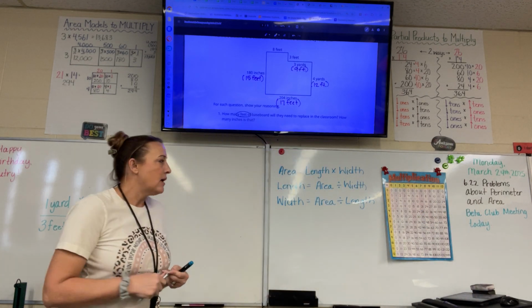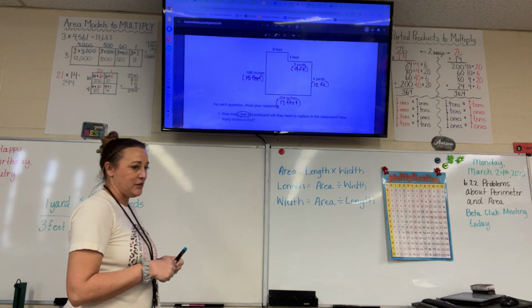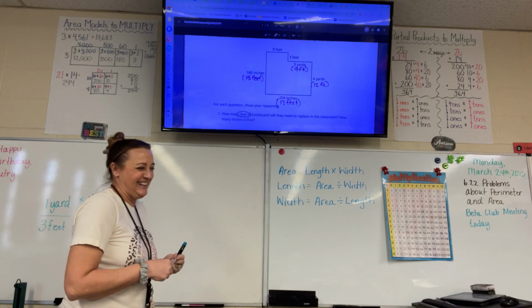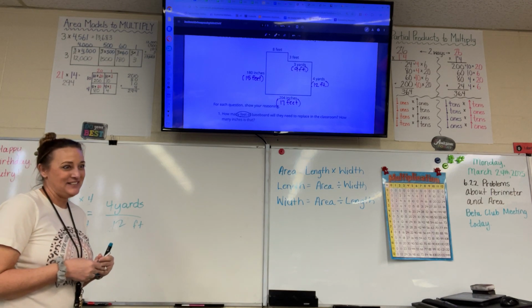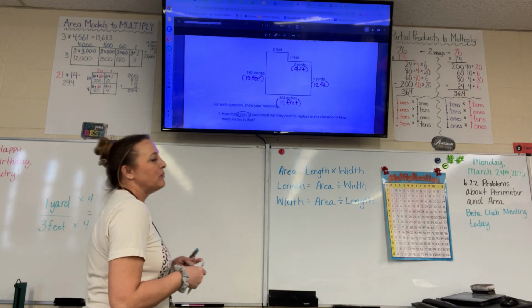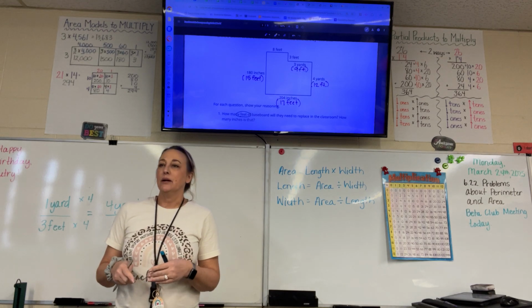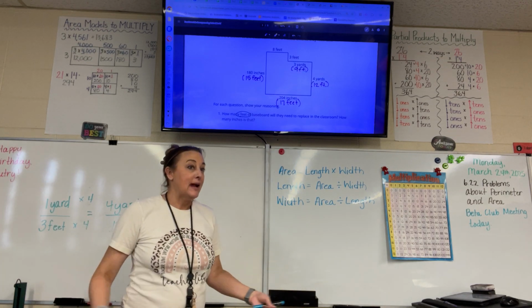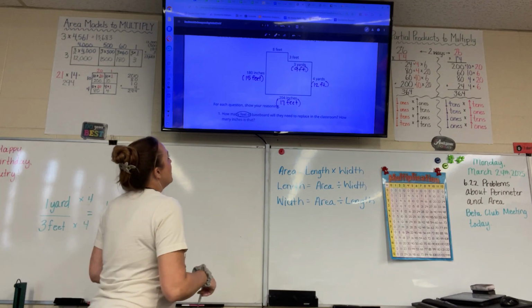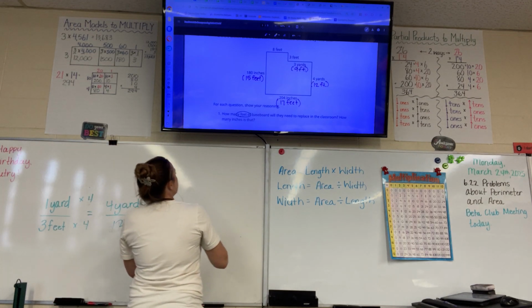What about 8 feet? Oh, it is feet. So what do we need to do to find the perimeter? Add them all up, right? Add all of them. So I'm going to start with the biggest one.